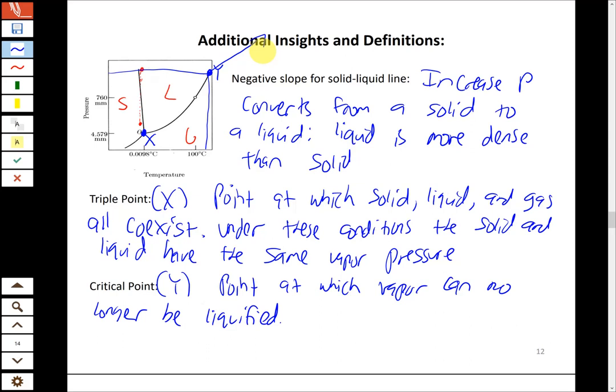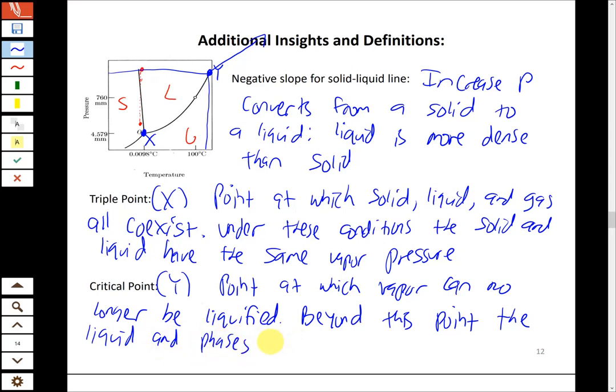It's just one phase that we call a supercritical fluid, where it's not a separate state of matter, but at this point you can no longer distinguish liquid from gas. So supercritical fluids have pretty interesting behaviors. We're not going to talk about that in this class, but once you get beyond the critical point, the liquid and gas phases are indistinguishable and they exist as this supercritical fluid. We don't really need to know all the implications of that. We just need to know how to identify it on a phase diagram.